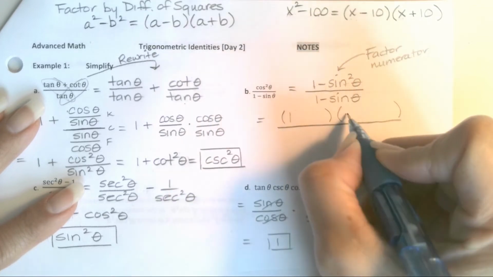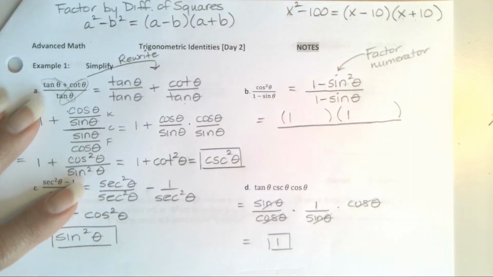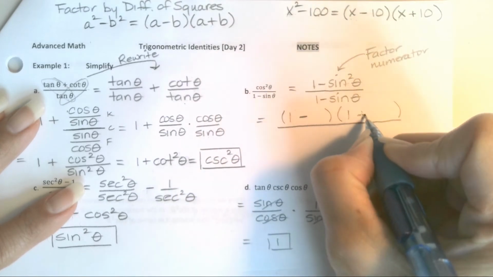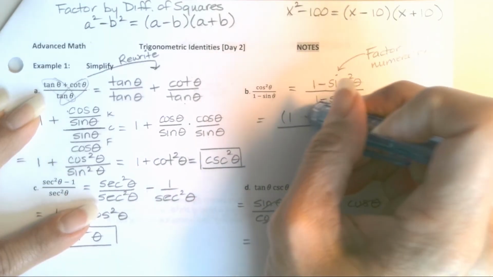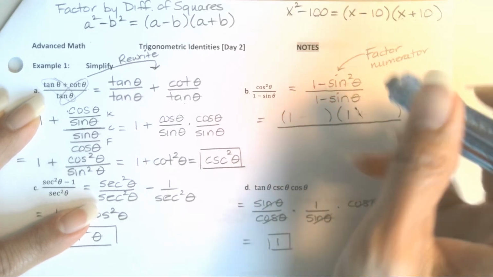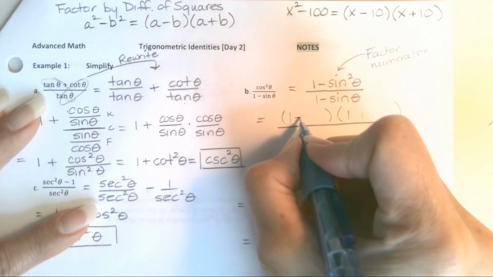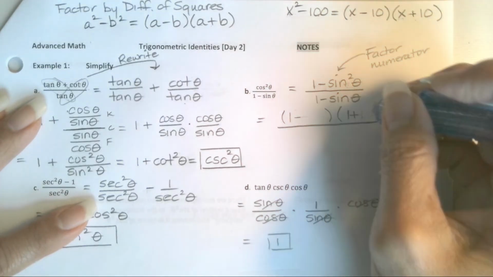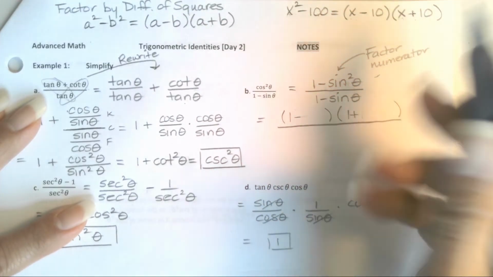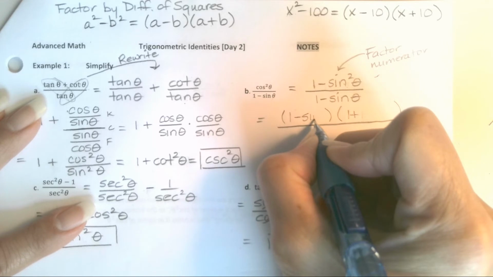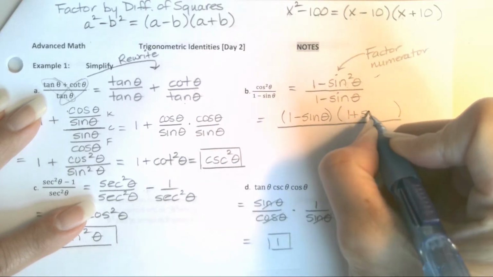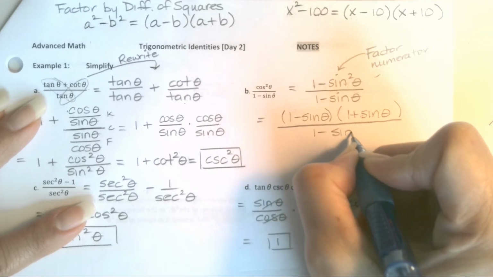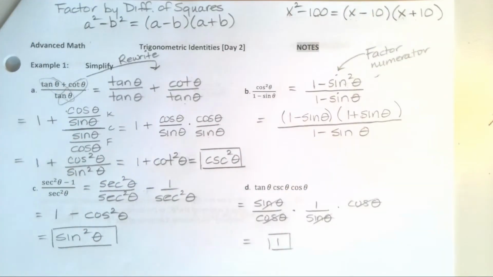So I put a 1 and a 1. Then I put a minus and a plus, or a plus and a minus, whatever you prefer. And then you square root the other one. What is the square root of sine squared? Very good, sine. So I'm going to put sine theta and sine theta. And then I'm just going to bring down what my denominator was.